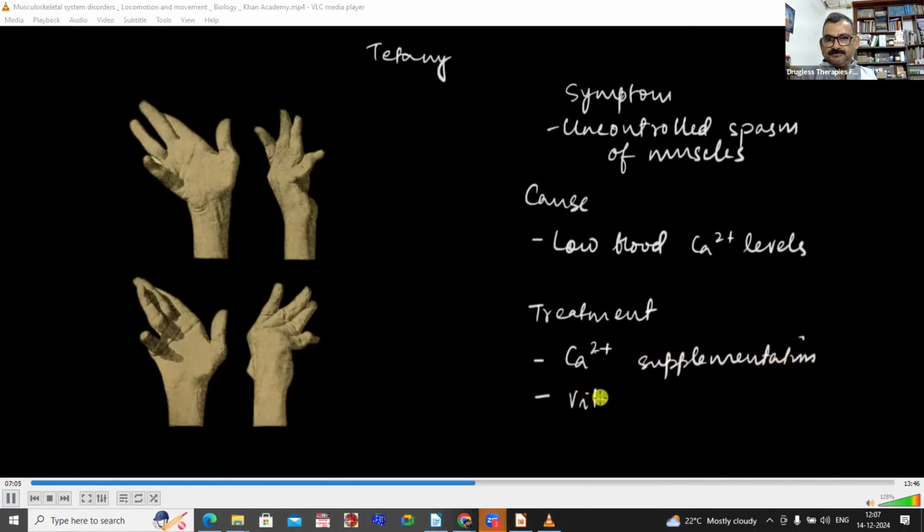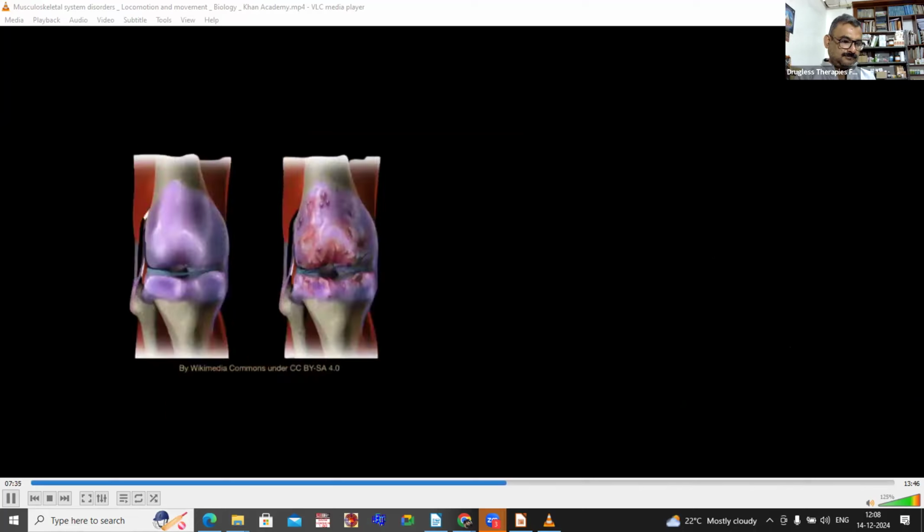And also vitamin D supplementation. Do you know why? Because vitamin D is absolutely essential for us to absorb calcium ions from our gut. Let's say you have a lot of calcium rich food. If you don't have vitamin D in your body, or not enough of it, then your body can't absorb the calcium from your gut. So both calcium and vitamin D are necessary. So these three were muscle diseases. Now let's move on to bone and joint diseases.